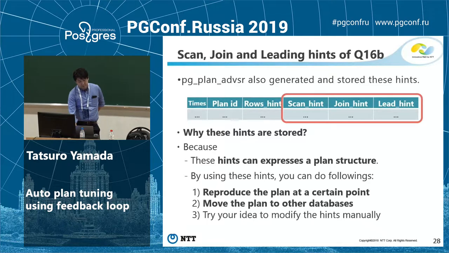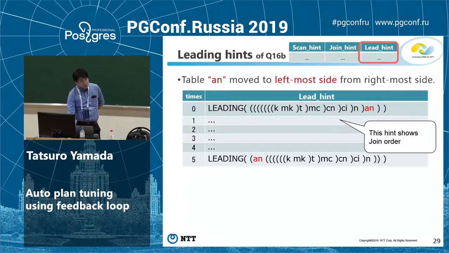Let's see the leading hint on the next slide. Leading hints show join order. So you can see the changes in the join order. We can see table NN move to the leftmost side from the right side. These hints are like a digest of plan shapes. So we can check the plan changes easily.